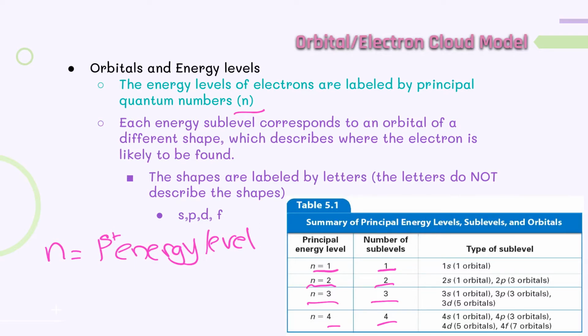Because the principal energy level 1 only has 1 sublevel, it only has the S sublevel. The second energy level has 2 sublevels, so it has the S and P sublevels. Energy level 3 has the S, P, and D. And energy level 4 has the S, P, D, and F orbitals.